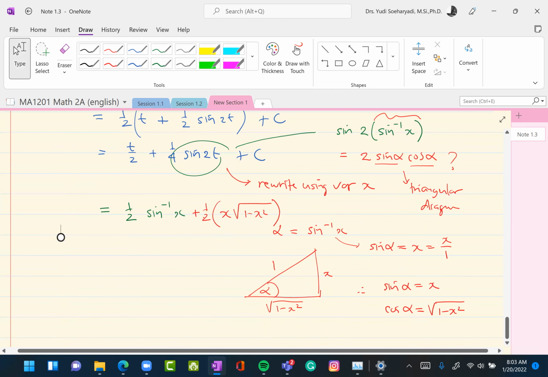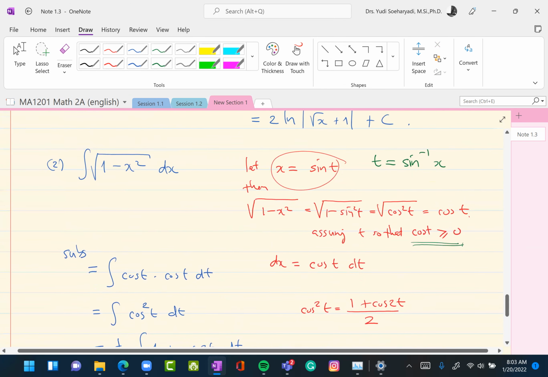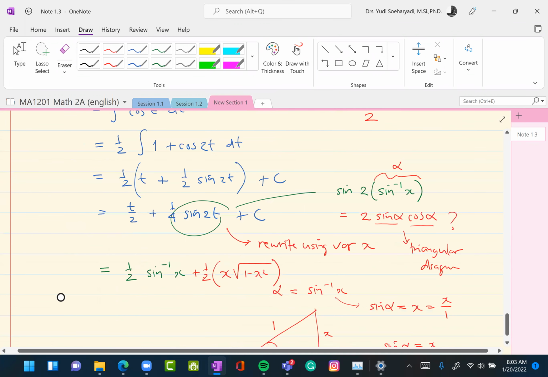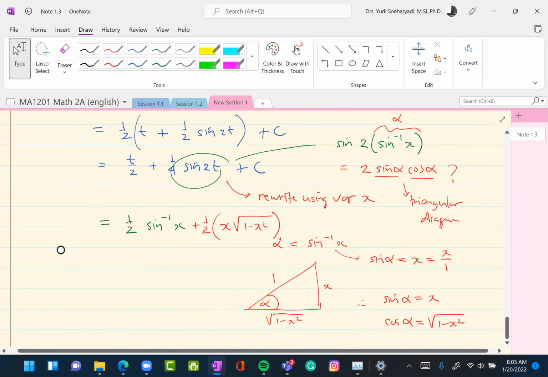Here's the rather amazing thing here, because we start with a seemingly simple integral, only a square root, but somehow we end up with something much more complicated, involving inverse trig and this kind of formulas. Okay.